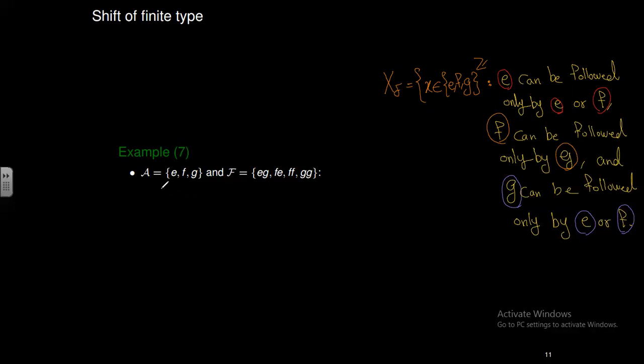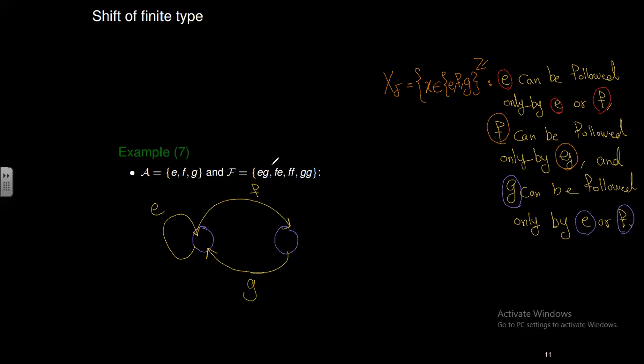Anyway, we can show this with one graph, and later we will discuss how it works with this graph. Let's have two nodes. After E, so this one, E can also be followed by F. Also, F can be followed by G, and after G can come E and also F. So we can use this notation. This is a shift of finite type. Okay, let's go to another.